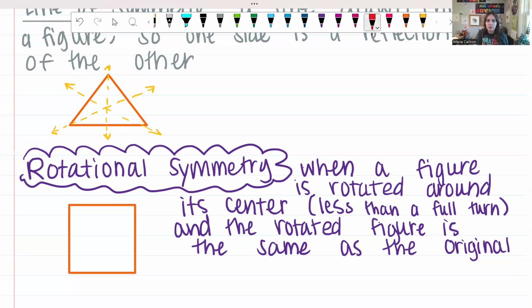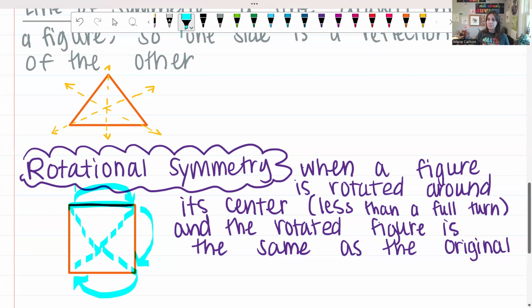So think about, if we take this one side, we could rotate this one side 90 degrees. And if we rotate it another 90 degrees, we would end up at the same shape. If we rotate it another 90 degrees, we would end up at the same shape. And if we rotate it another 90 degrees.